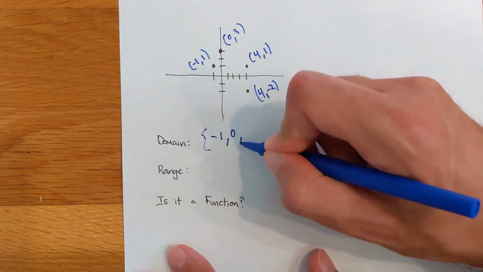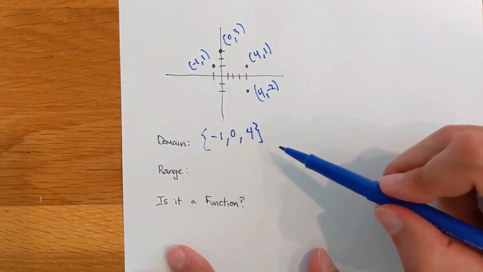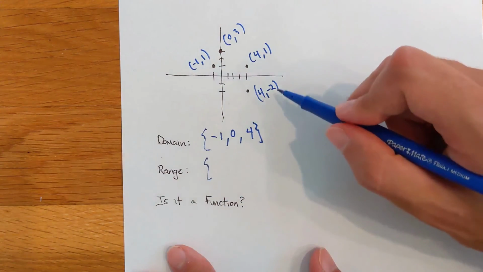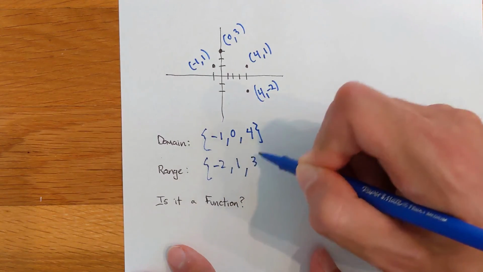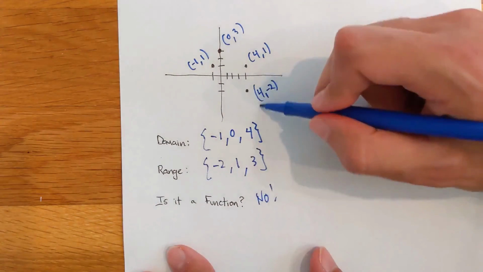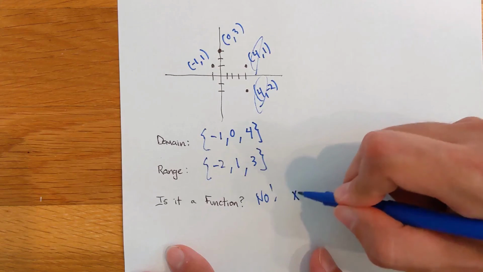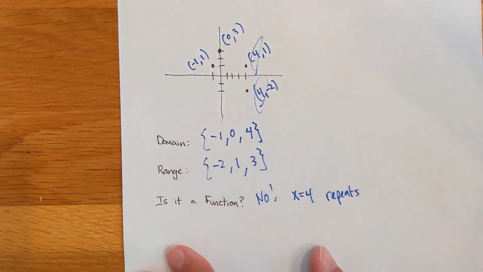Domain is -1, 0, and 4. I'm not going to write the 4 twice. You just write the numbers once. These are the x's I can use. Range is the y's. It would go -2 for the smallest, then 1, then 3. And this guy is not going to be a function because this x right here repeats. I use the x of 4 twice. X equals 4 repeats, so it is not a function.